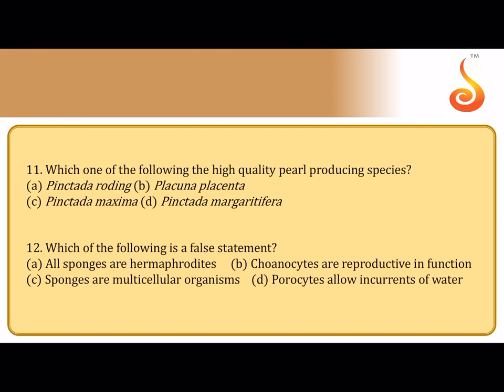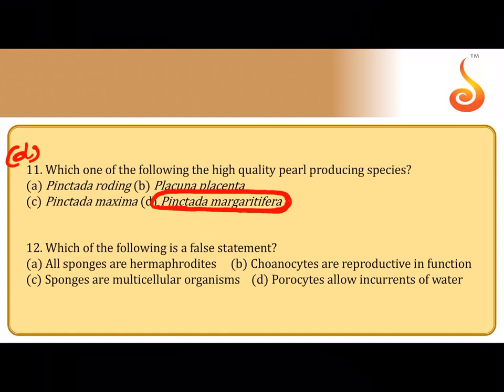Which one of the following is a high quality pearl producing species? It is Pinctada margaritifera. So very important. Pinctada margaritifera is the one that produces enormous number of pearls. So it is option D.